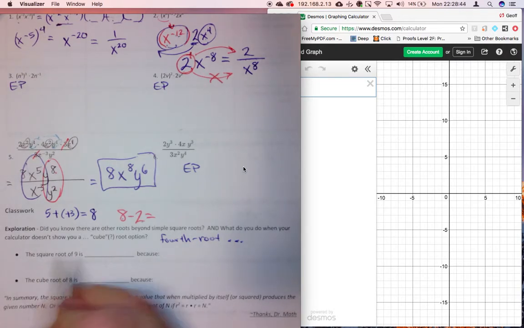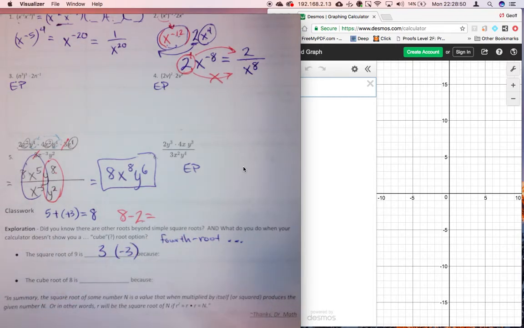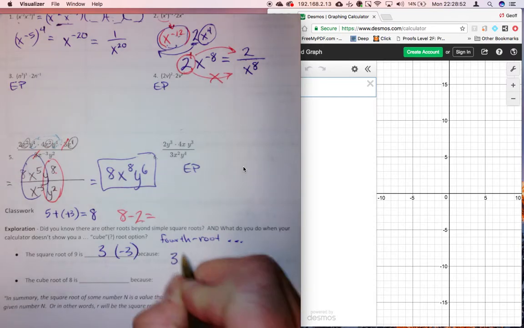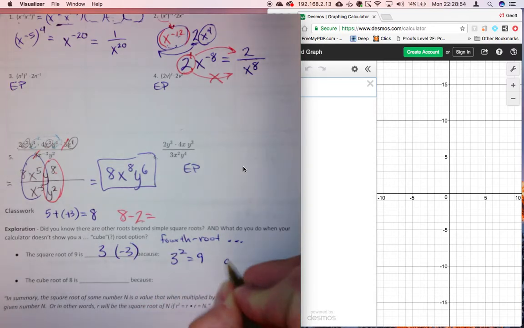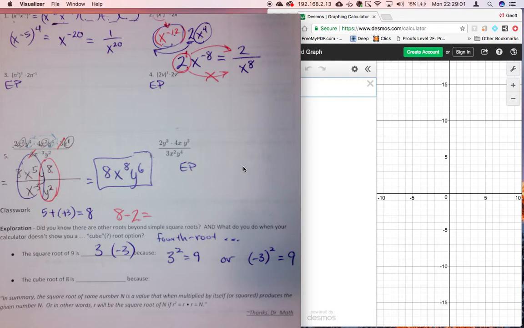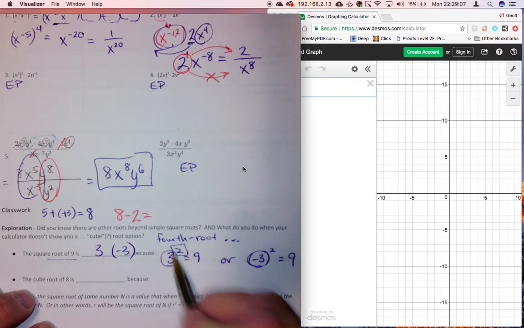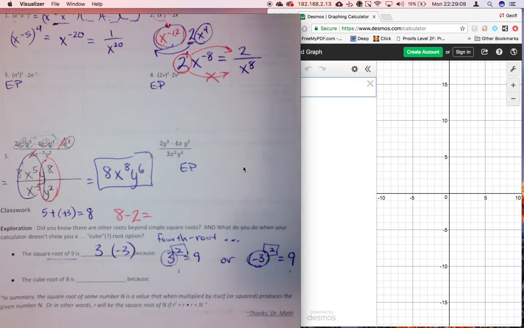So the square root of 9, let's just think about the concept. The square root of 9 is 3 and also negative 3, because 3 squared is 9, and so is negative 3 quantity squared. Those two things both equal 9, so therefore if we're asked to find the square root of 9, it's both positive and negative, because when you square them, you get that number 9 answer back.